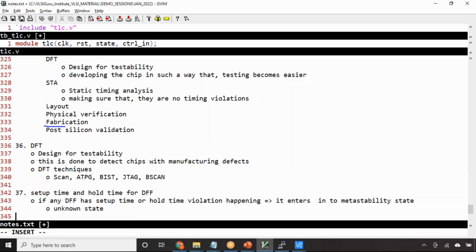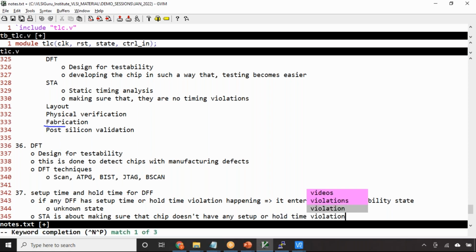So static timing analysis is about making sure that the chip doesn't have any setup or hold time violations. What is setup time, what is hold time, I'll explain when we get into digital design, because if I start getting into it, we have to go to a very basic level. I don't want to get to that level. I'm just trying to give you a top level picture.